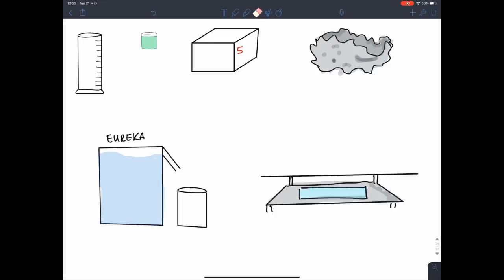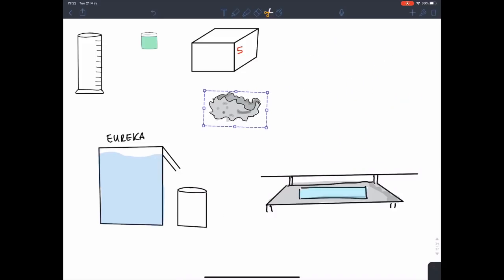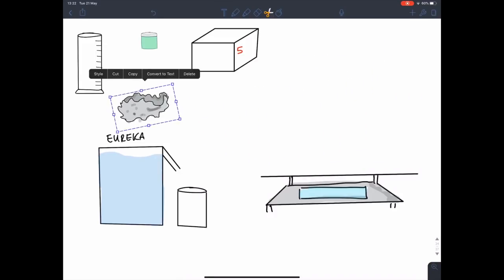So in this scenario, what we do is we put it into something called a eureka can. So you take the rock and you're going to fill up a eureka can with water. Now, this eureka can has water up to the brim, and over here you have a little nozzle, and from this nozzle water can fall into the little beaker on the side.